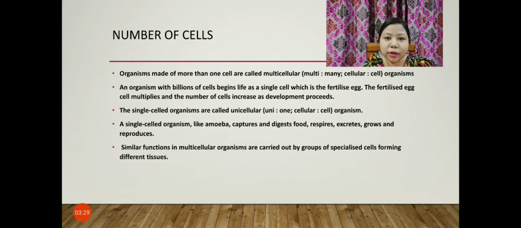In a multicellular organism, since the number of cells is more, there is division of labor. That means a single cell does not do all the work or all the activities. The activities which take place inside a multicellular organism are distributed among the cells which have similar functions, and those cells with similar functions combine together to form the tissue.